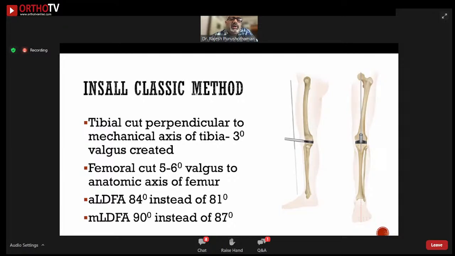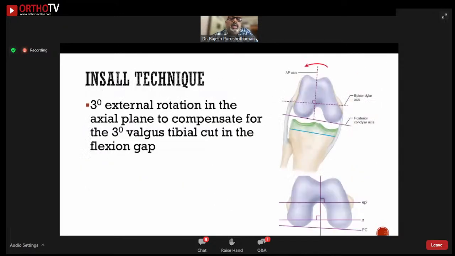So after this, what you are actually doing is, instead of the normal anatomic lateral distal femoral angle of 81 degrees, you are actually creating an 84 degree angle. And in the mechanical LDFA, what you are creating is 90 degrees instead of 87 degrees. So overall, the joint line will be parallel to the ground.